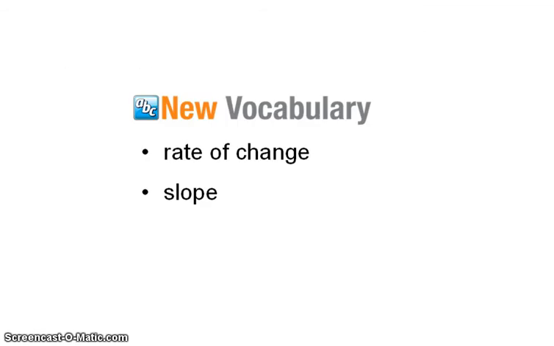So your two vocabulary words, obviously, rate of change and slope. So we'll talk about rate of change in this lesson, and then in the next video we'll talk about slope.